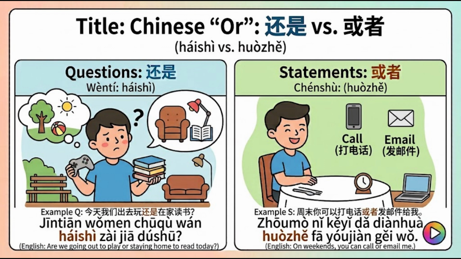Today you learned the difference between 还是 and 或者. Remember, use 还是 when you ask a question. Use 或者 when you give choices in a statement. Keep practicing step by step, and your Chinese will become more natural.